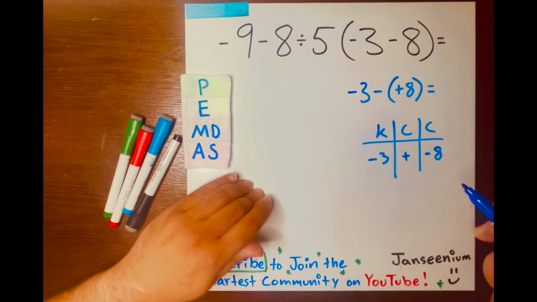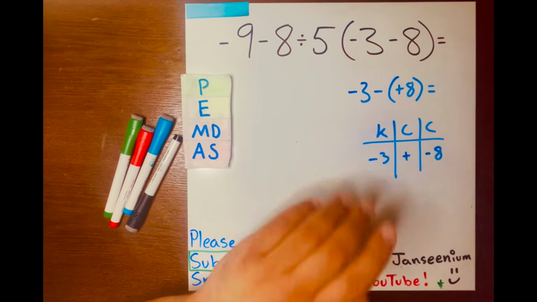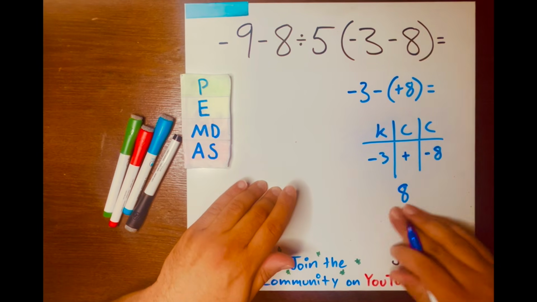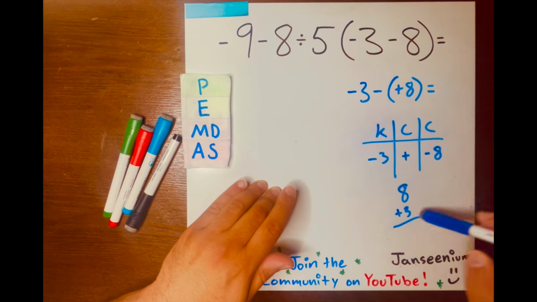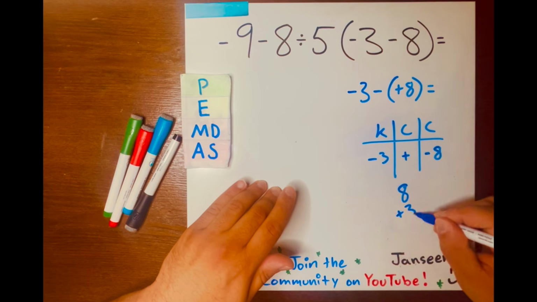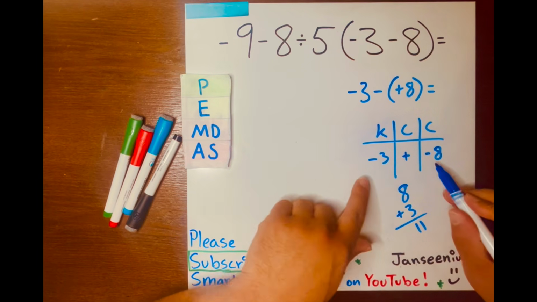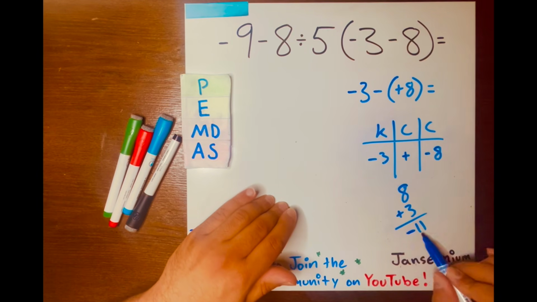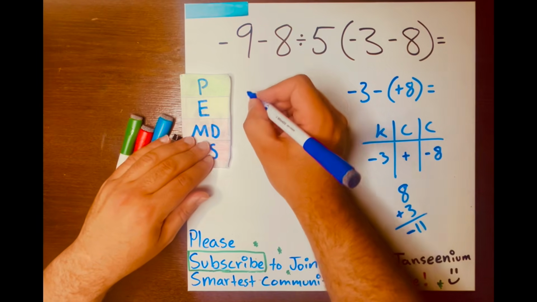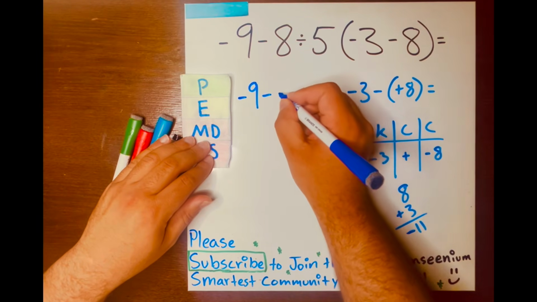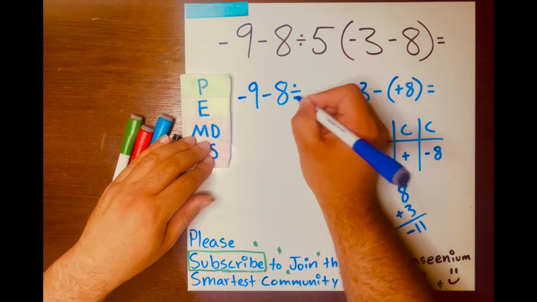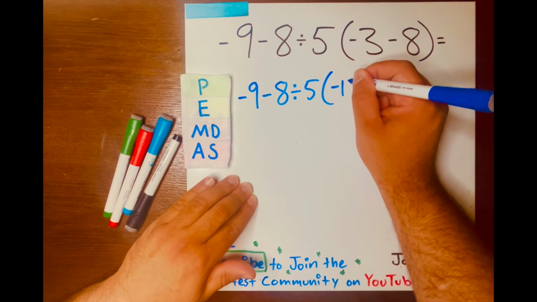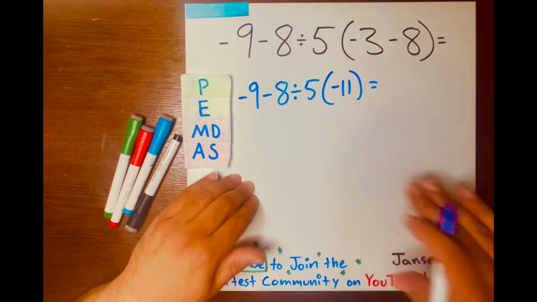Keep, change, change. Next, I use the addition rule, and the addition rule states that anytime you're adding two numbers with the same sign, you add them both and keep the same sign. So we have 8 plus 3 equals 11, and we keep the same sign, -11. So we write the negative sign next to the 11. And now I'll drop the -9 minus 8 divided by 5 times, in parentheses, -11.